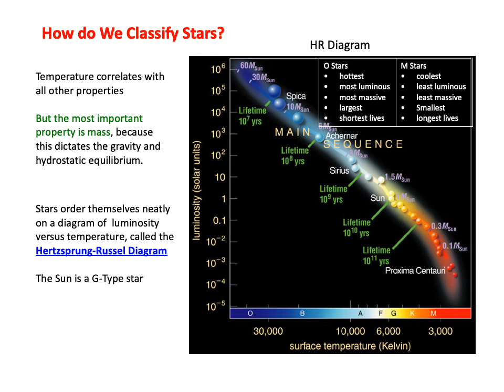So as you can see, we have O stars on the left-hand side of the diagram, and M stars on the right-hand side of the diagram. And the O stars will be blue because they're hot, and the M stars will be red because they're cool, relatively speaking. Along the y-axis, we have the luminosity.